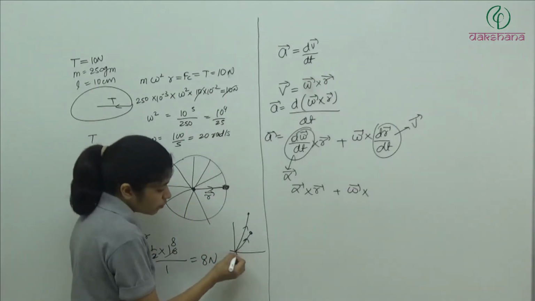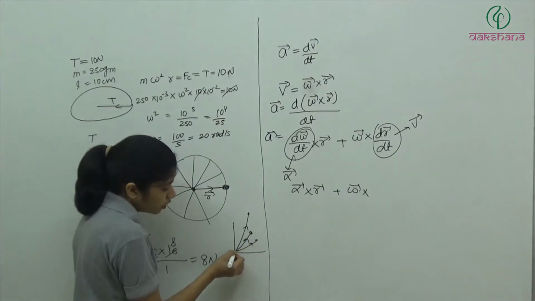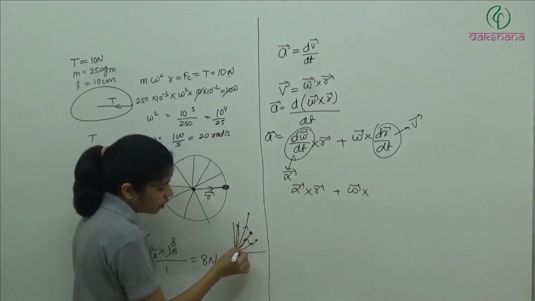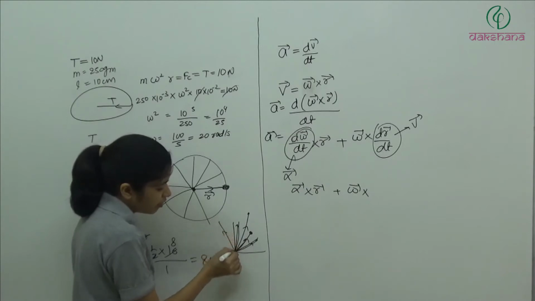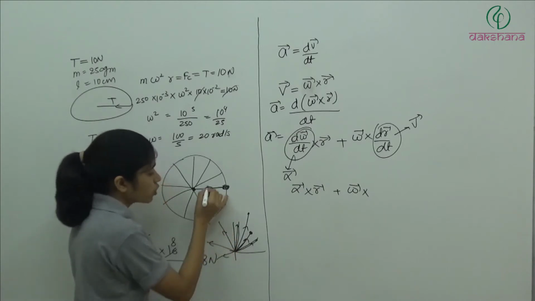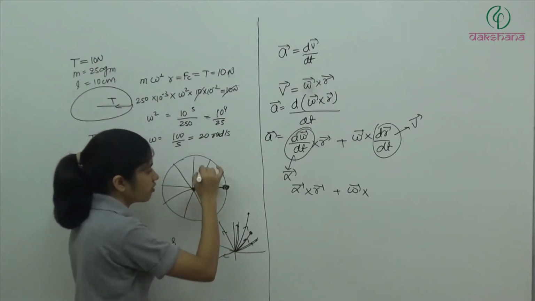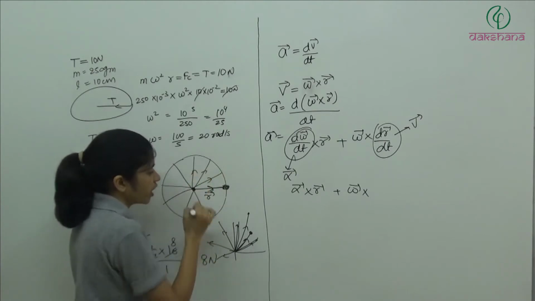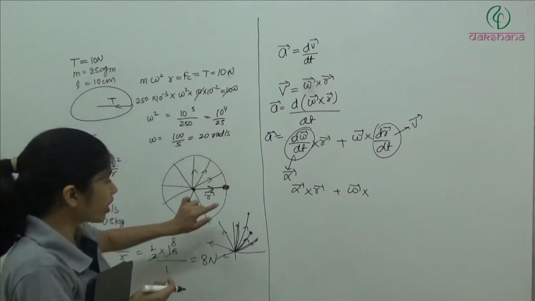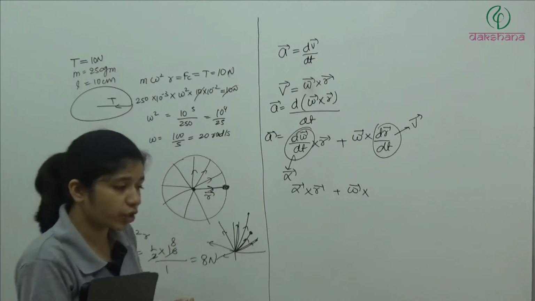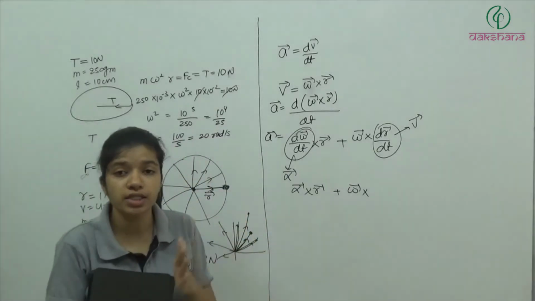So this is a different vector. All have the same distance from the origin, but these are different position vectors. So this is one position vector, this is another position vector, again a different position vector. So when the object is performing circular motion, its position vector is changing.